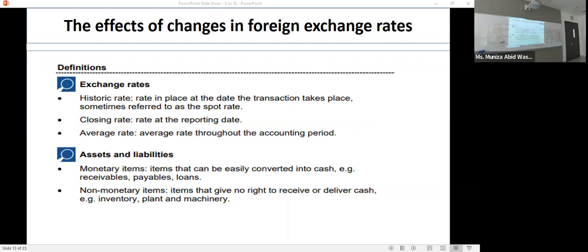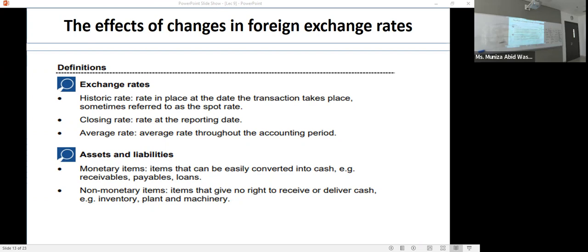Now, a few definitions we are going to learn in regards to IAS 21. The first definition is in regards to the exchange rate. We simply say an exchange rate, but under exchange rate, we have a few further terms which we should know. Number one, the historic rate. Historic rate, students, is also known as the spot rate. You must memorize these terms. If you do not, in the examination you could be confused.